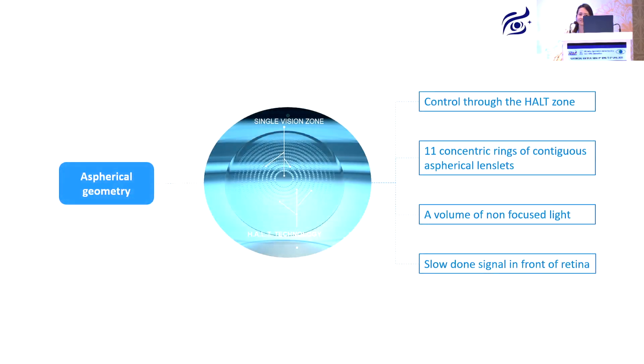So what exactly are Essilor lenses? I believe Dr. Kuna has mentioned earlier, it is basically controlled through the hot zone with 11 concentric rings of contiguous aspheric lenslets and generates a volume of non-focus light where the slow down signal is in front of the retina.